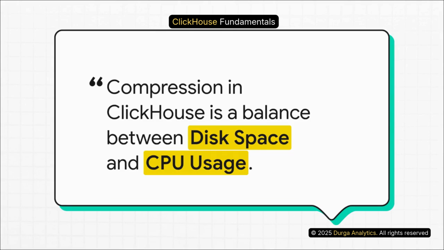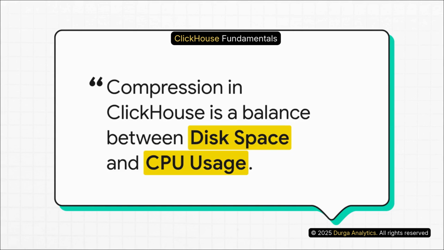So if there's one thing to take away from all this, it's this. You are always managing a balance between your CPU and your disk. You have to make a conscious choice based on your workload. Do you want to trade a little more CPU for maximum disk savings with ZSTD? Or do you prioritize lightning-fast query speed with LZ4? The right answer is always going to be specific to your data and how you use it.